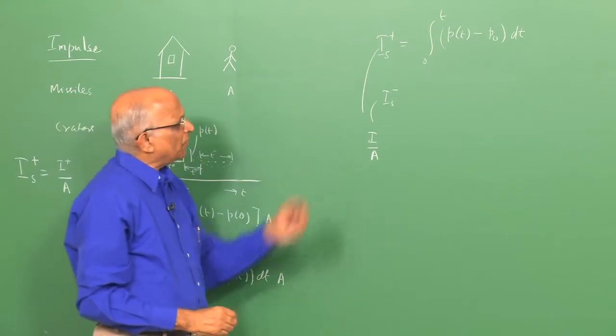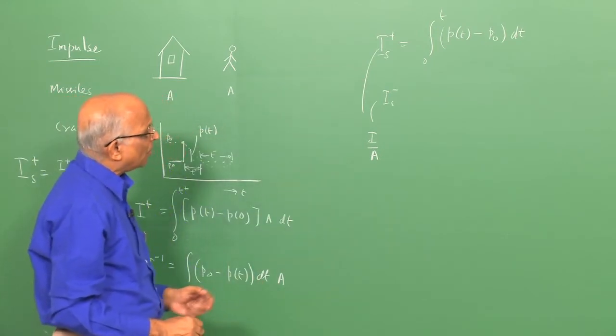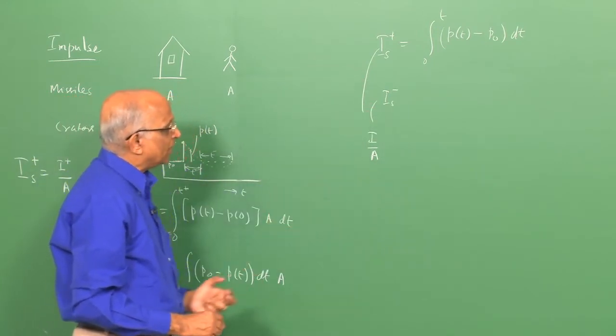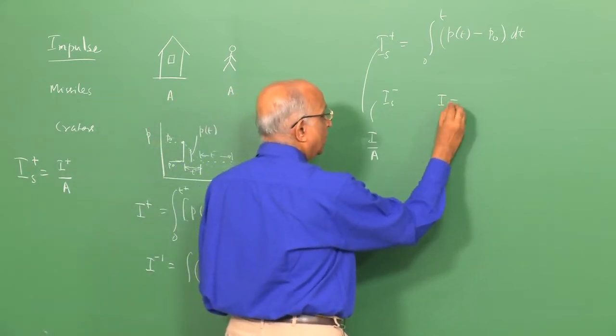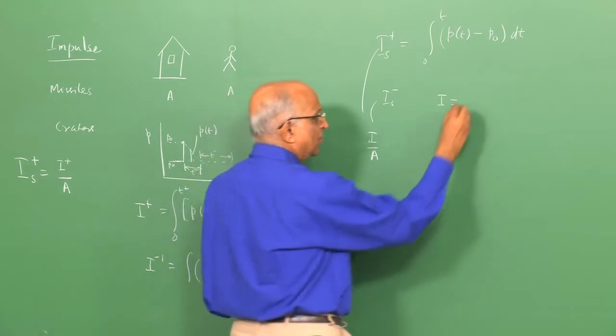Having talked of specific impulse, I think it is also necessary for us to look at the units of the specific impulse. Well, the unit of impulse is equal to change of momentum, and what is change of momentum?